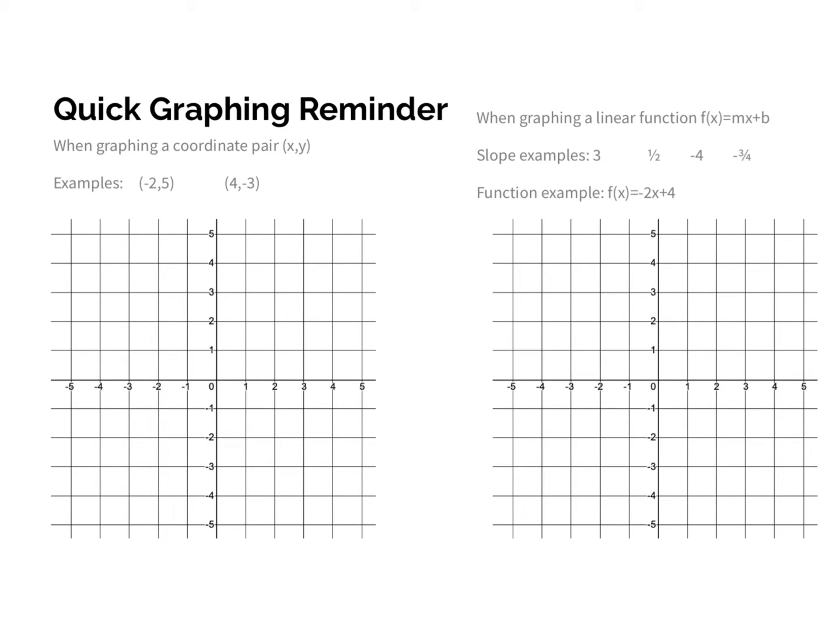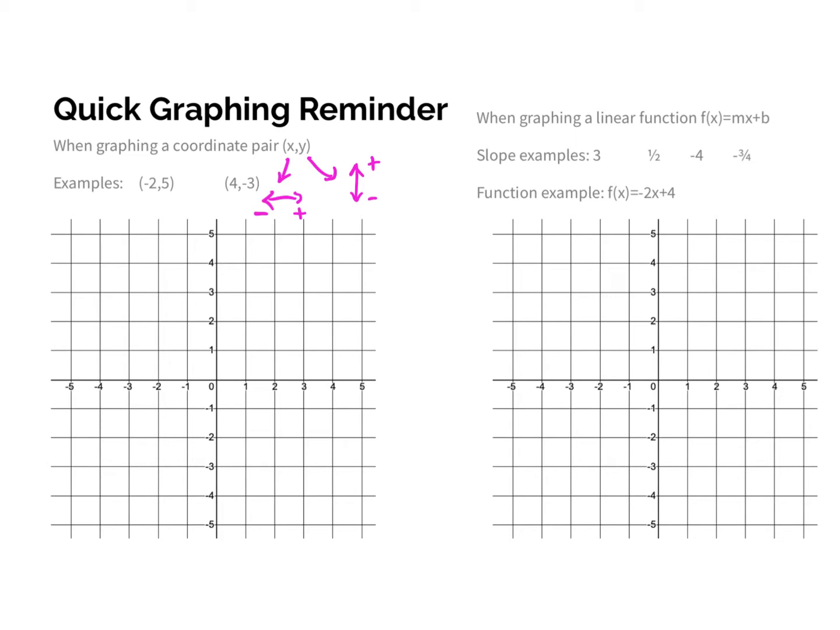So when we're looking at graphing a pair, the x is going to tell you how much to go left or right. So left is over here. If it's negative, go left; if it's positive, go right. The y is going to tell you then to go up or down. Up if it's positive, down if it's negative.